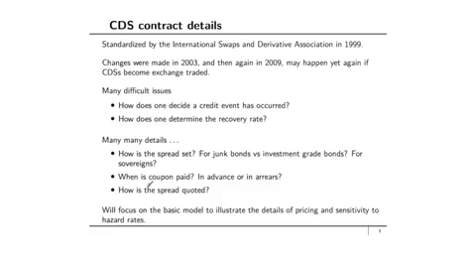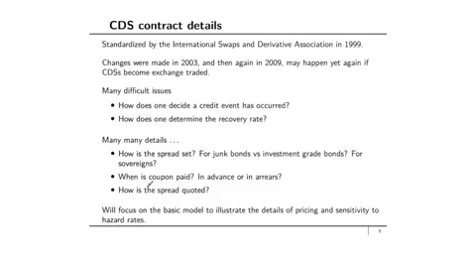But there are also many, many other details. How is the spread set? How is it set for junk bonds versus investment grade bonds? What about countries? How is the spread set for countries? When is the coupon payment done, in advance or in arrears? How is the spread quoted? Is the spread quoted in terms of par spread, meaning the value that makes the net value of the CDS equal to 0, or some other standardized spread? All these details are important when we talk about particular CDS contracts.